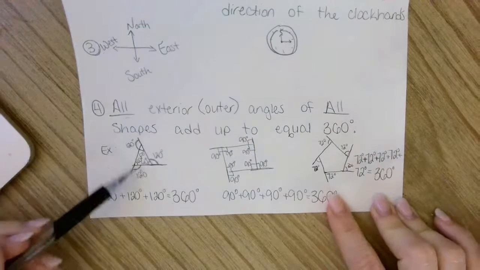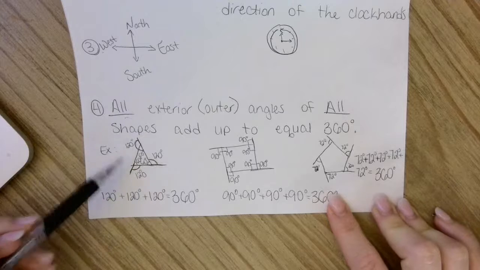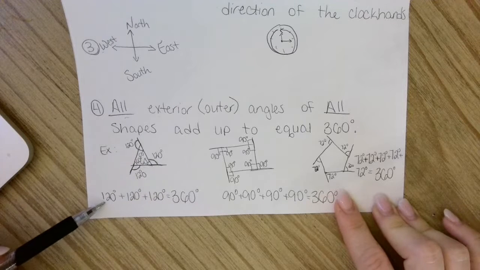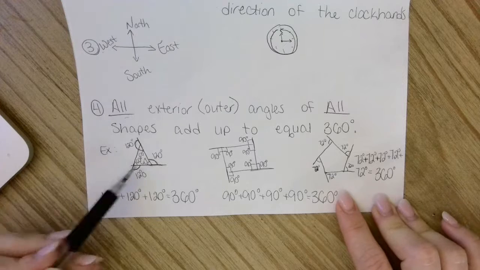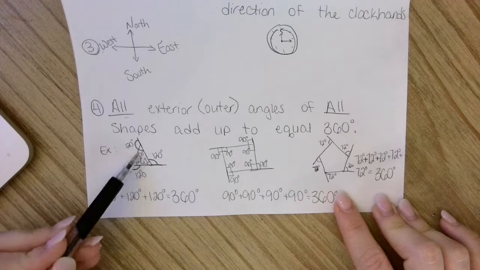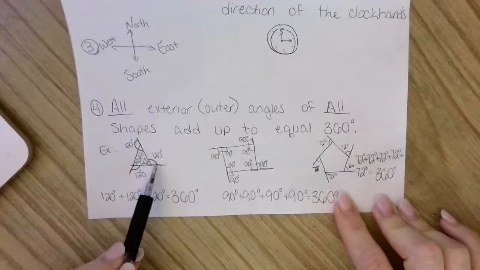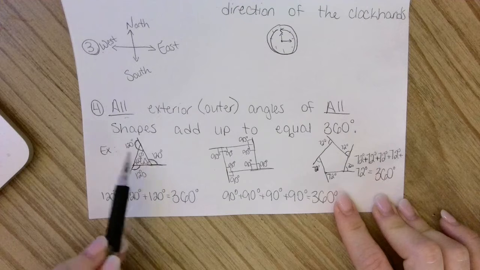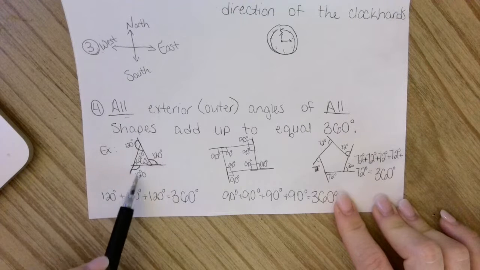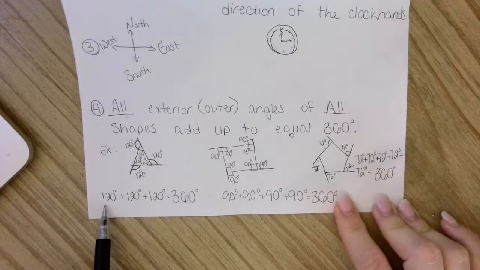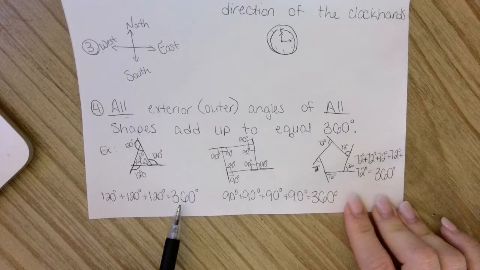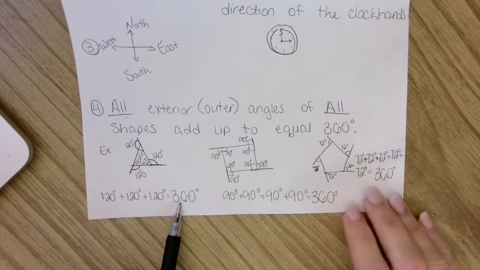All exterior angles of all shapes, it doesn't matter what the shape is, have to add up to equal 360 degrees. For this triangle, for example, the internal angles are the 60 degrees right here, but the external angles are 120. So there are 3 exterior angles of 120. If I add up 120 3 times, I get 360. This just goes to prove my point.